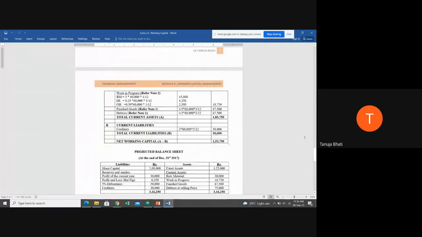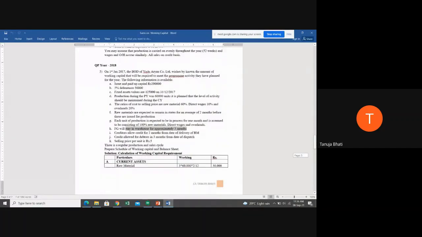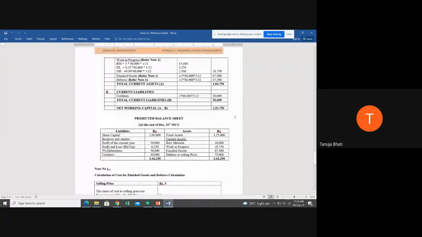Similarly, debtors are also to be taken at cost. So 4.5 into 60,000, which is the units of production. And in the information, it is given that credit allowed for debtors is 3 months. So into 3 by 12. So you get 67,500. Now you got your total current assets.